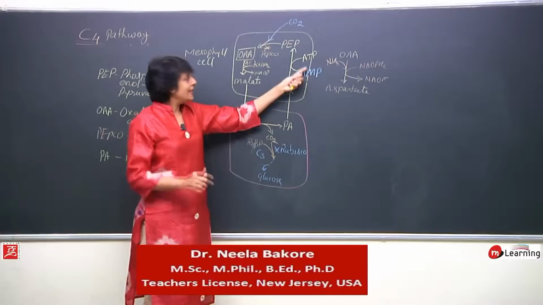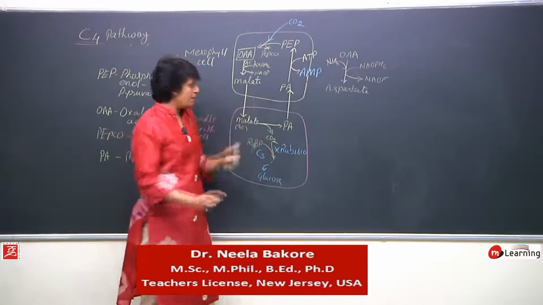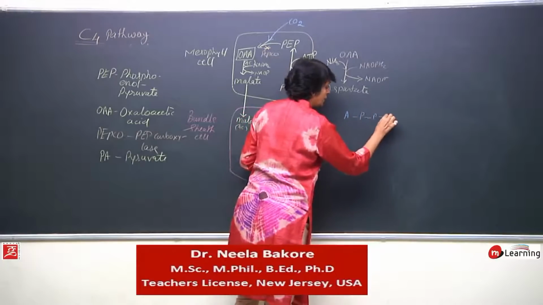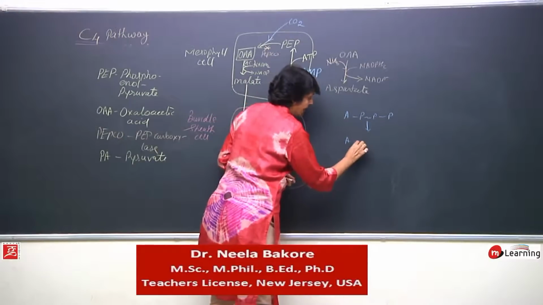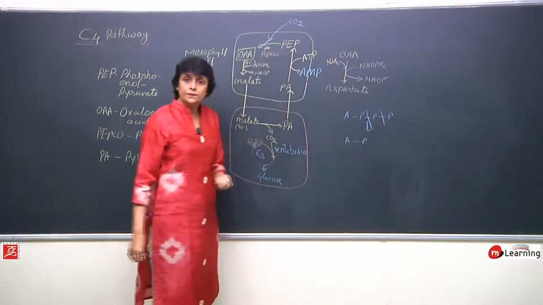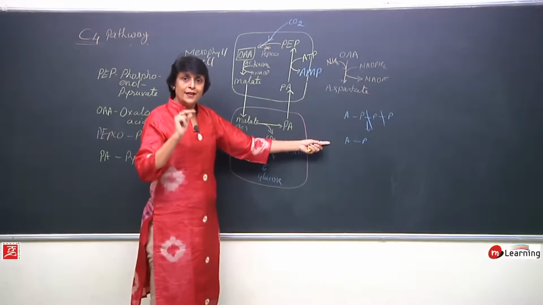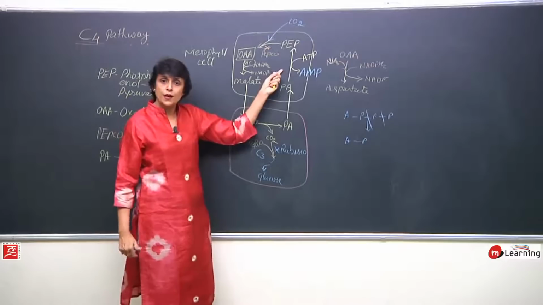So we can say that one ATP dissociating into one AMP, that is one phosphate, second phosphate, third phosphate, is changing into adenosine monophosphate. That means these two bonds are broken. So energy which is released from these two bonds is required for this phosphorylation.